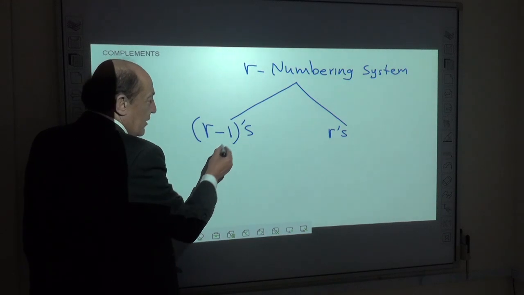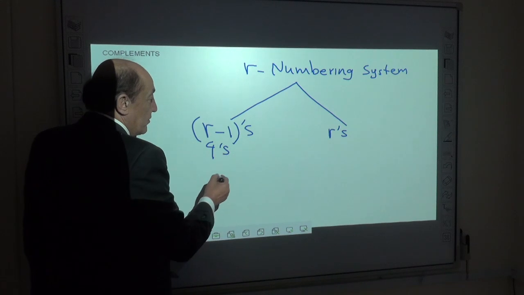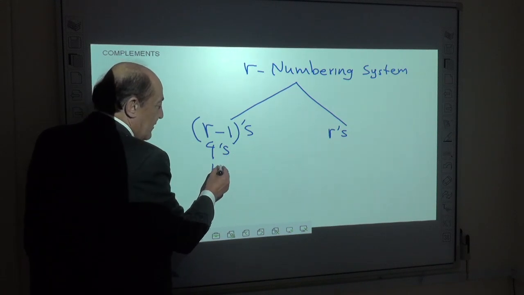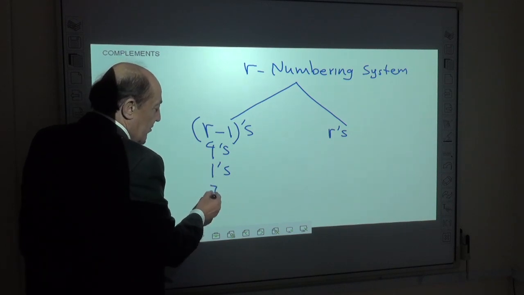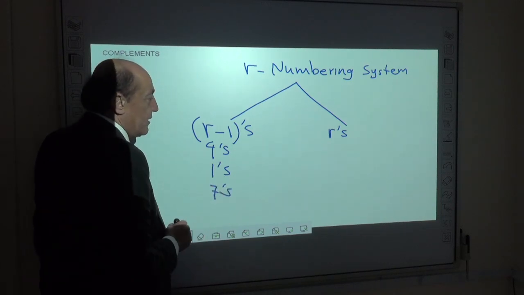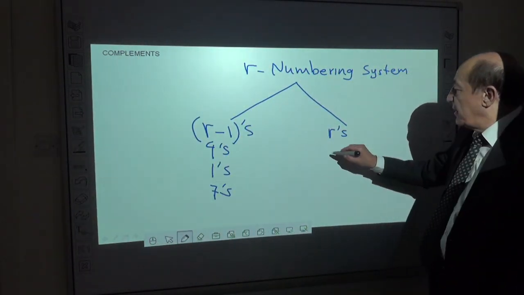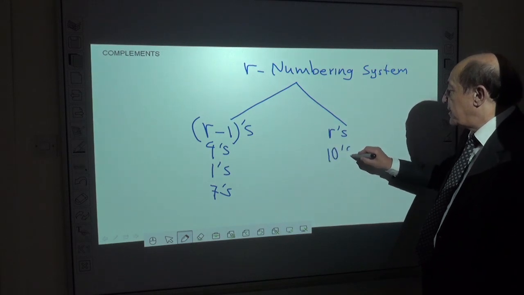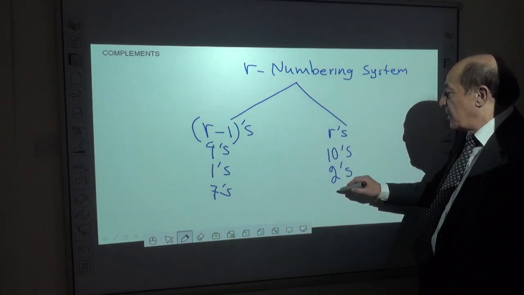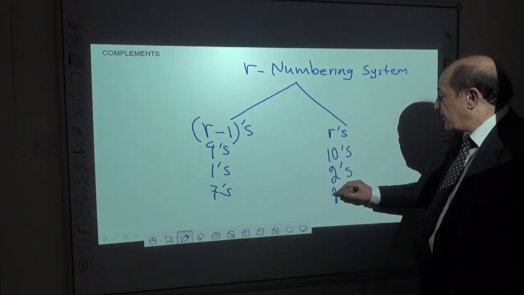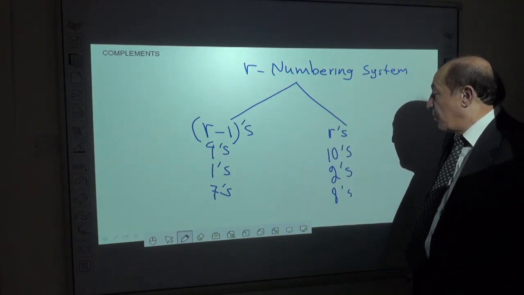So in decimal we say nines, and in binary ones, for example, in octal sevens, etc. And for the R's complement, in decimal we say tens complement, in binary twos, and eights in octal.